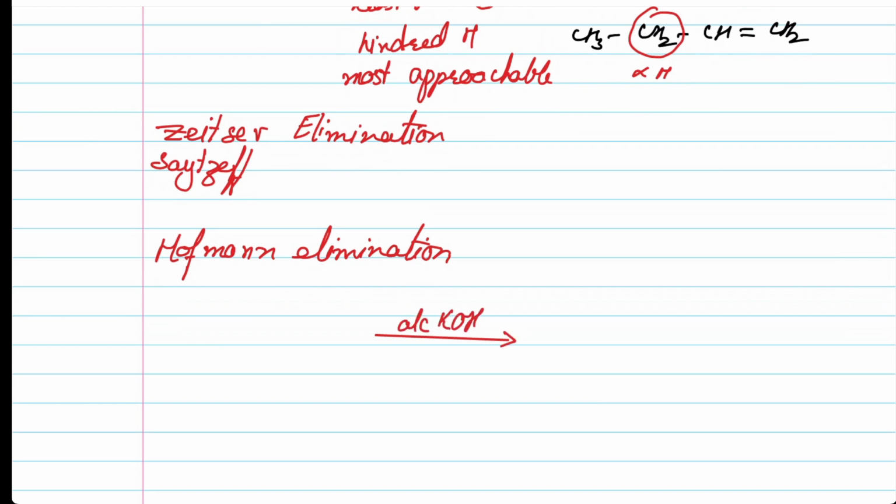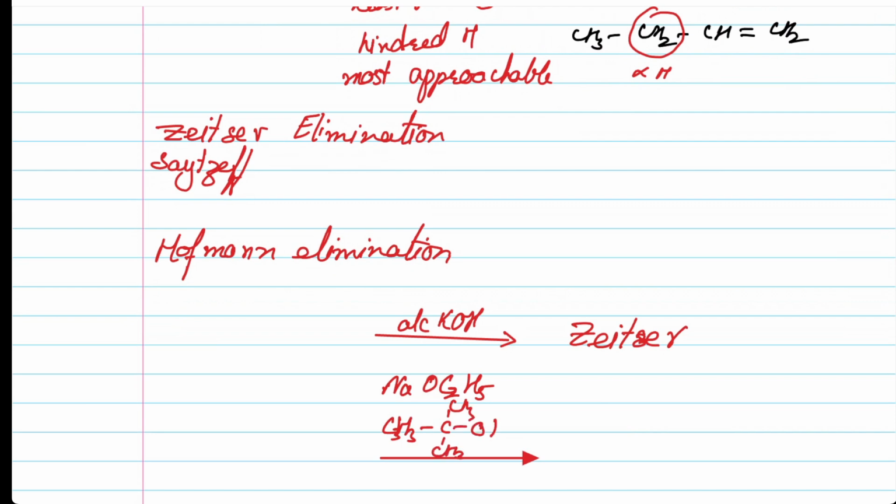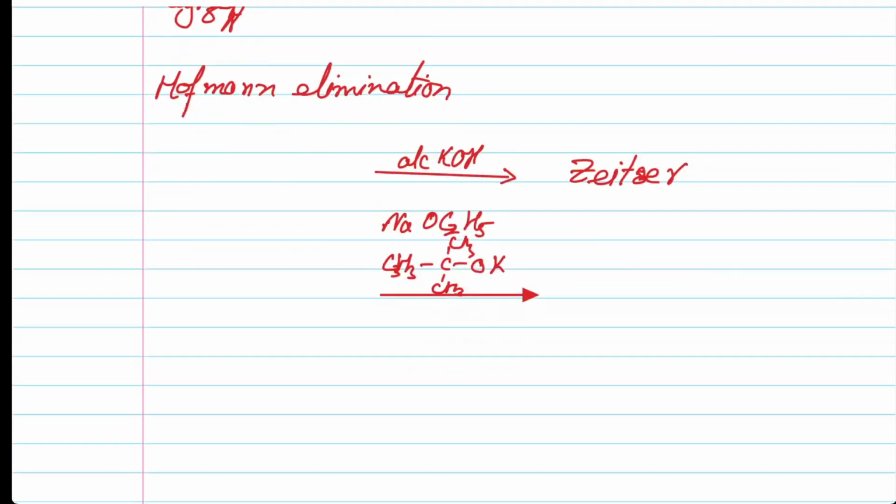as the reagent, or maybe NaOC2H5 as a reagent, the major product is going to be the Zeitsev product. While in this case, if we are going to use CH3, C, CH3, CH3, OK, potassium tertiary butoxide, we have tertiary butoxide, then we end up with the Hofmann product.